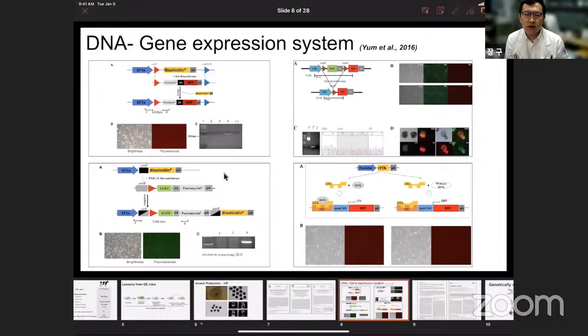And then another one: my postdoc supervisor, he is a very famous guy, Andras Nagy. He was a leading scientist in genetically engineered mice. When I was a postdoc in Canada, he showed me a lot of genetic engineering tools. For example, a cassette exchange, gene exchange system, a gene deletion system, an integration system, and an on-off system.